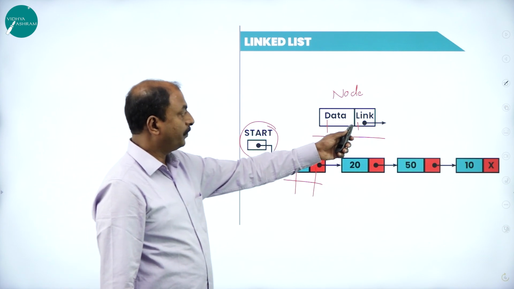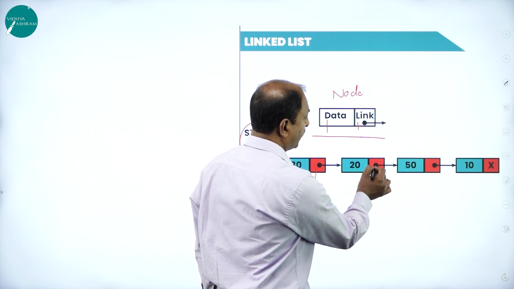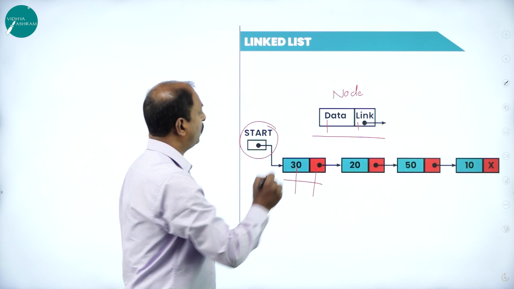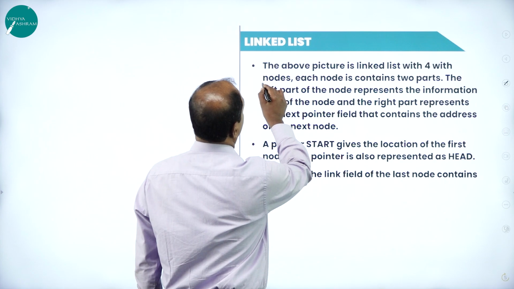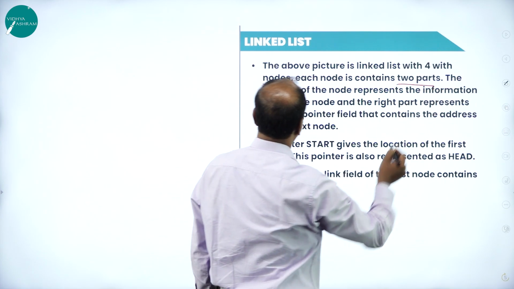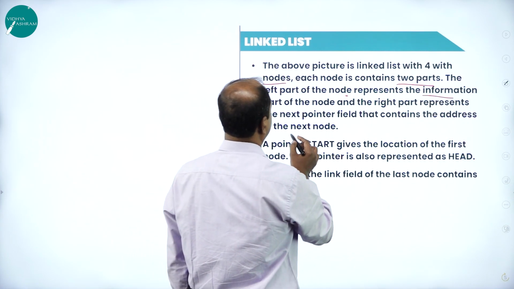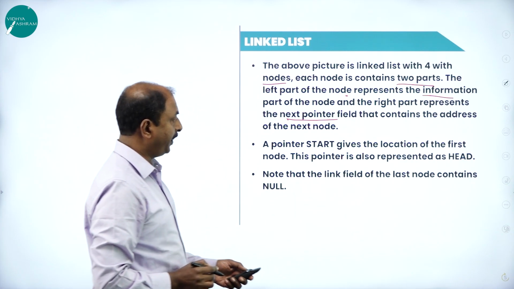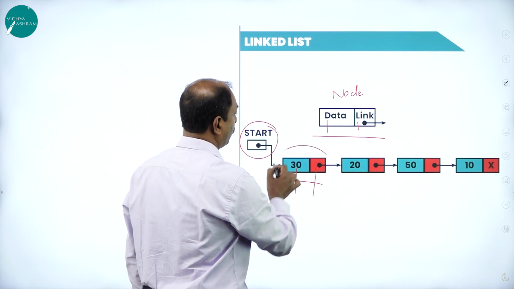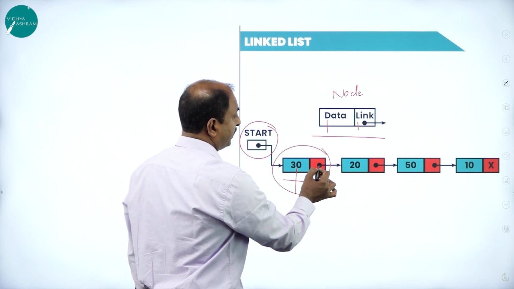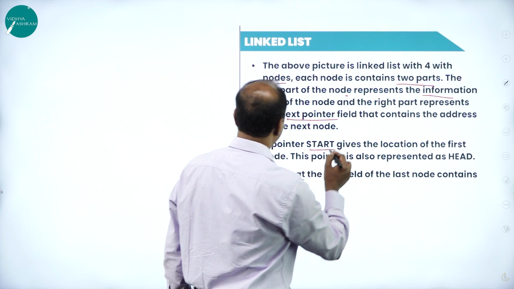So this is a node. It is a collection of nodes. And this arrow mark indicates that this node contains the address of this node and so on. So this is a linked list. Now in the above picture, the linked list has four different nodes, each node contains two parts, and the left part represents the information and the second part contains the pointer to the next field. So this is what we have seen in the previous slide. Suppose this is one node, this is the information and this is the address of the next node. The pointer start gives the location of the first node.